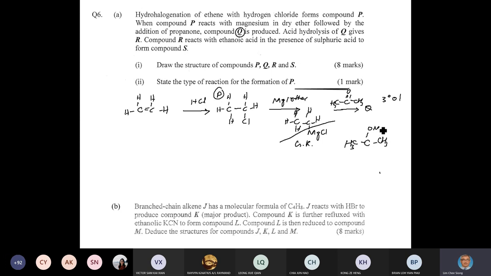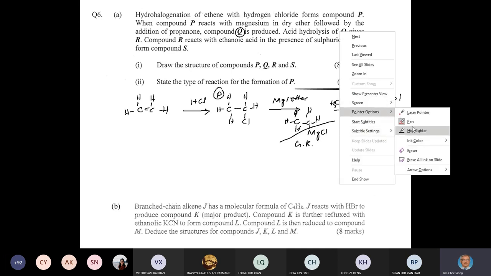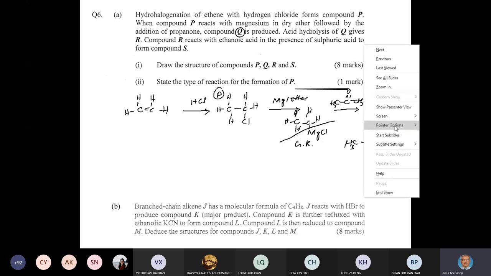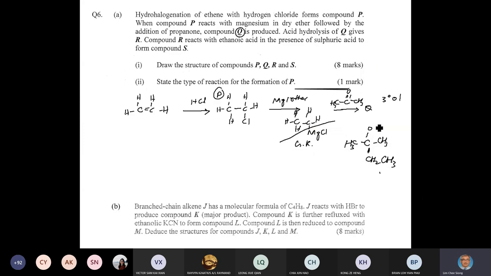They will take the MgCl, and this whole part is going to be connected at the bottom here. It becomes CH2 and CH3. Ketone, aldehyde and formaldehyde form alcohol the same way. Then afterwards, finally you can erase the MgCl and replace it by H. As Mr. Lim told you just now, finally we are able to form the tertiary alcohol.